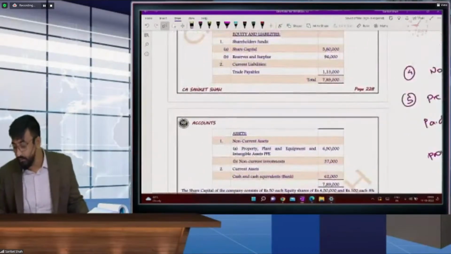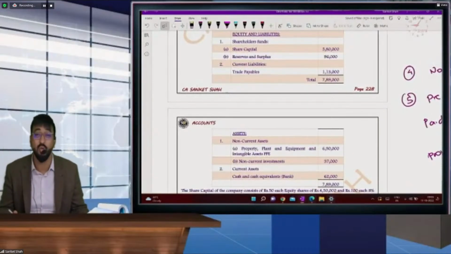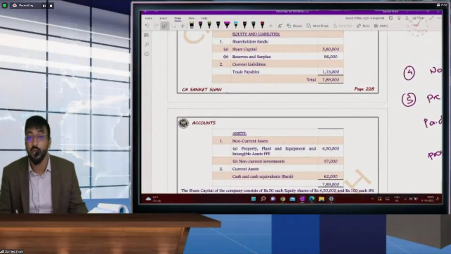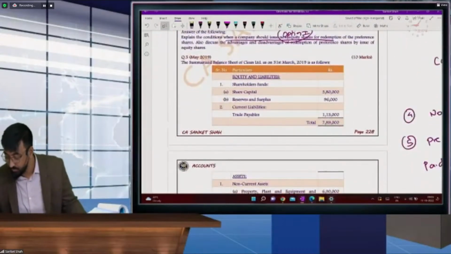Better, Rohit, you cannot transfer it to securities premium. I already told you. Now it's mandatory to transfer it to the P&L account. Same question you are asking for 10 times.